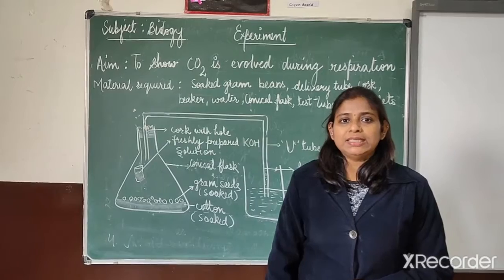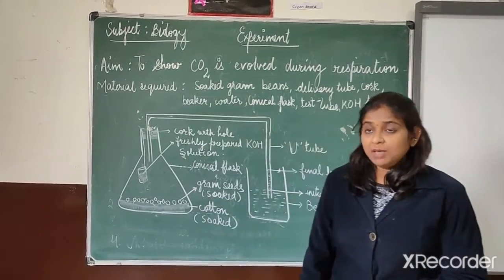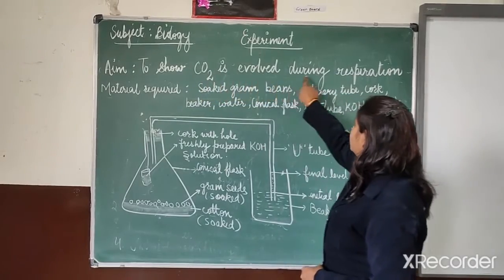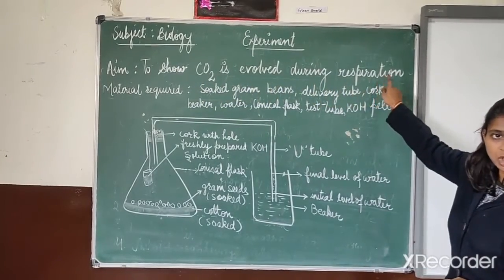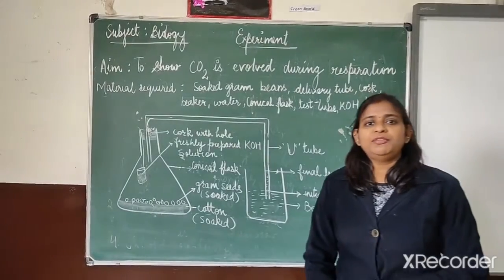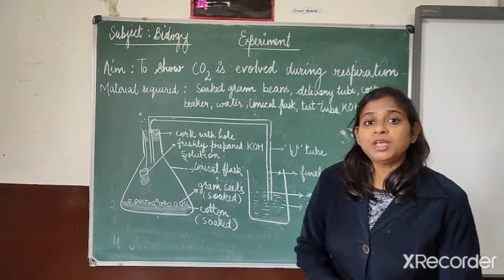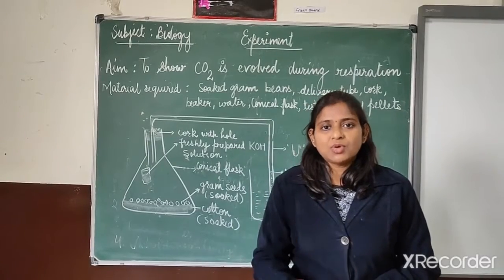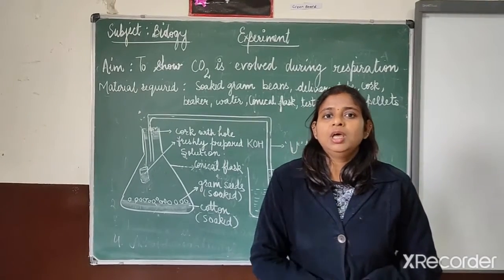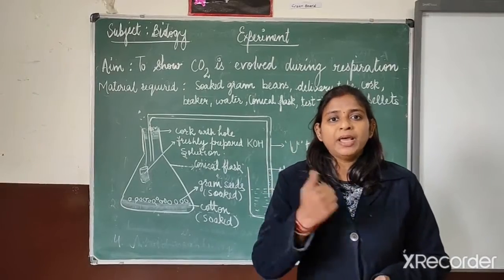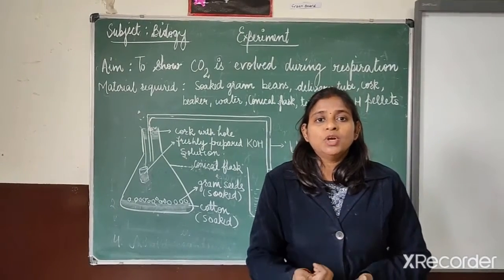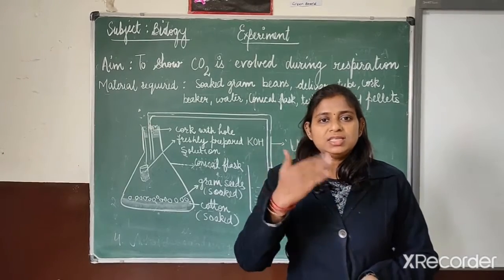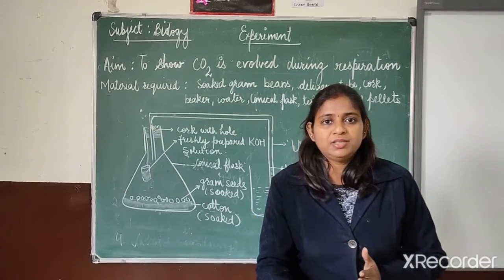Now today we will conduct an experiment, and the aim of the experiment is to show that carbon dioxide is evolved during respiration. I hope you are all already familiar with respiration. Respiration is the chemical breakdown of food in the presence of oxygen to release energy. Now, if you talk about the byproduct of respiration, what is released? Carbon dioxide is released and energy is released. So, oxygen is taken in and carbon dioxide is released.